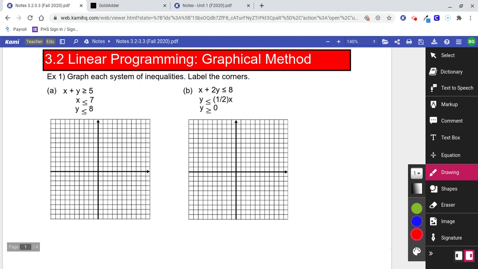3.2 linear programming graphical method. Example 1 says graph each system of inequalities, label the corners. So we're going to have some kind of region. A lot of the times it's a triangle shape, but maybe not. I don't know. We'll see.